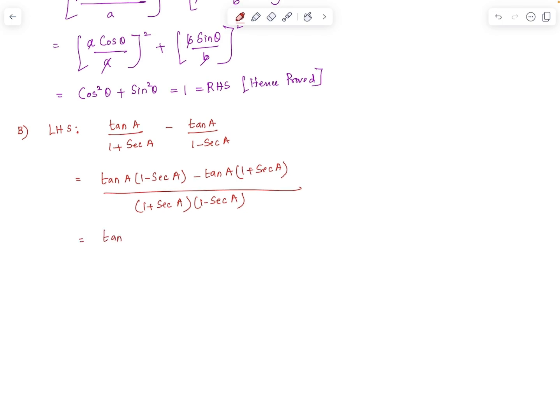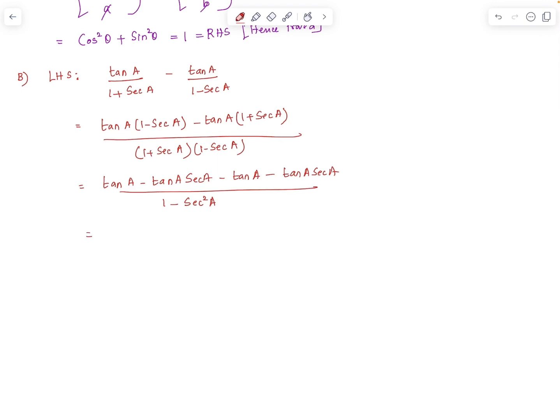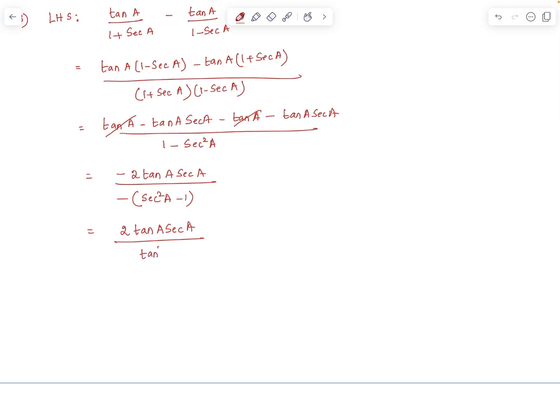Expanding the numerator, tan A minus tan A secant A minus tan A minus tan A secant A upon 1 minus secant square A. Tan A and tan A get cancelled, so minus 2 tan A secant A in the numerator. By taking the minus outside, we can rewrite the denominator as secant square A minus 1. Minus gets cancelled, 2 tan A secant A upon secant square A minus 1, which is tan square A. On cancelling one tan A, we get 2 secant A upon tan A.